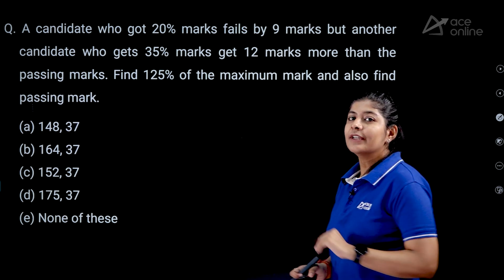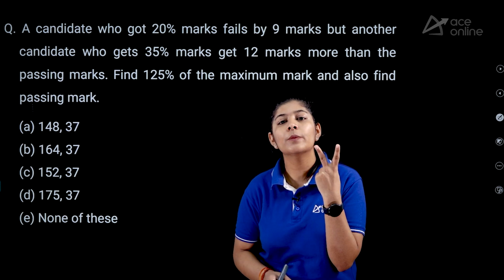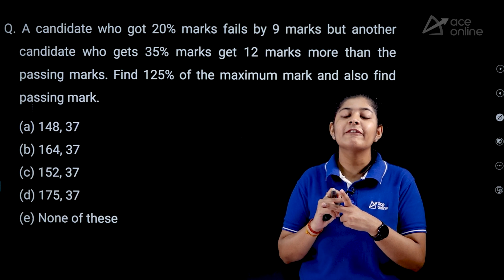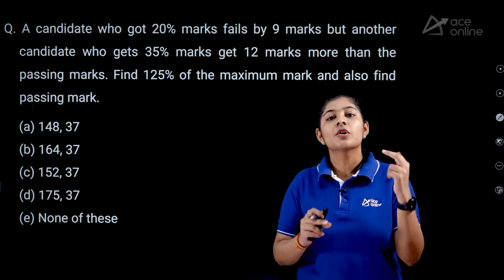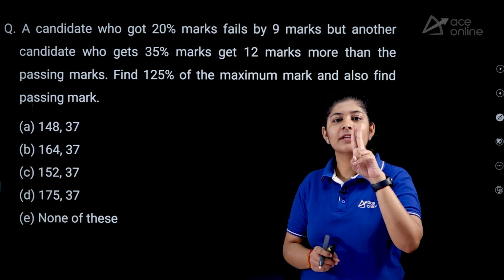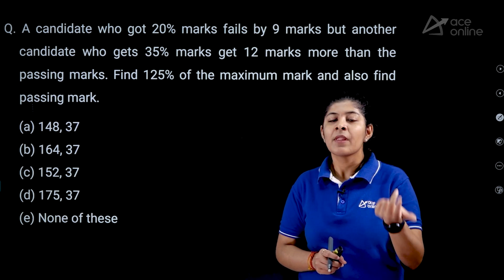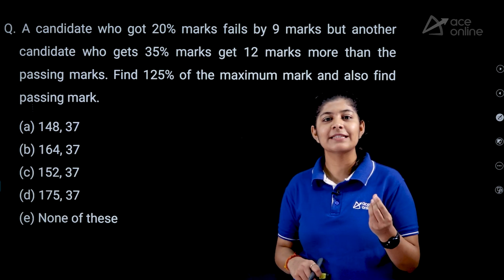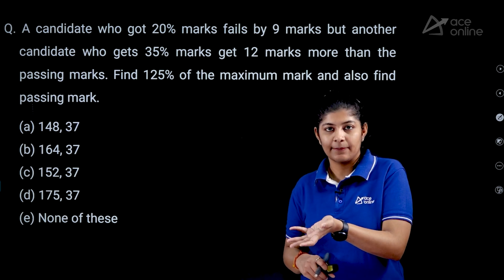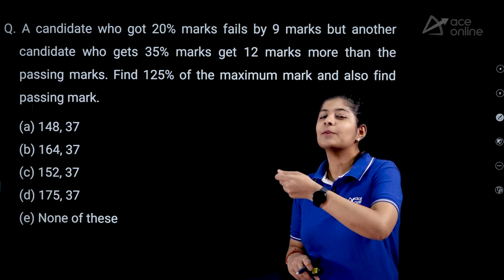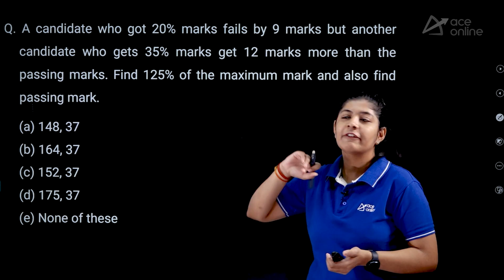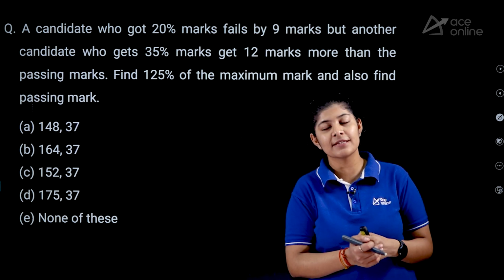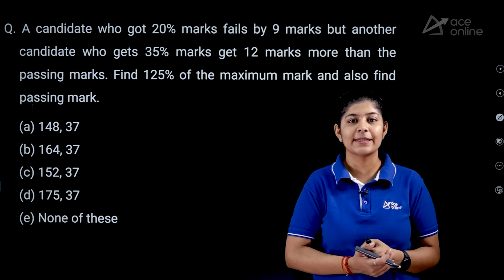Okay. So here in this particular question, you have to determine two values. First, the minimum passing marks, and the other one is 125% of the maximum marks. So for this particular thing, you again have the story of two different students, and with the help of that, you can easily determine the minimum passing marks as well as the maximum marks, and with the help of that, you can easily determine the 125% marks. So your time starts now, and please write your answer in the comment section.